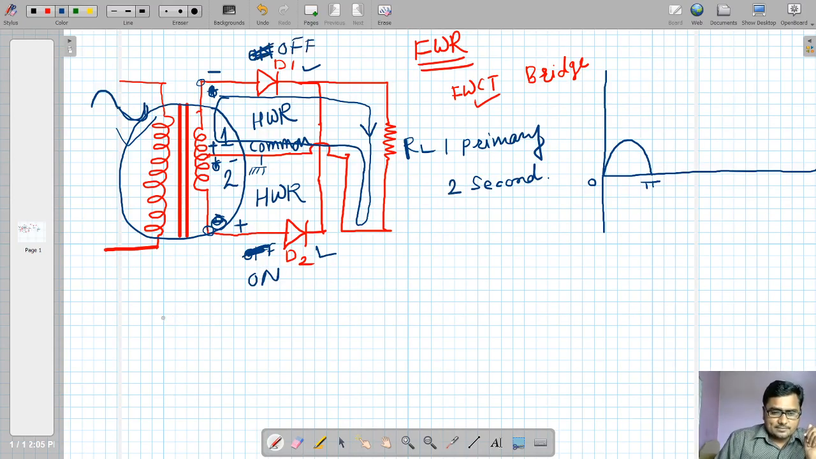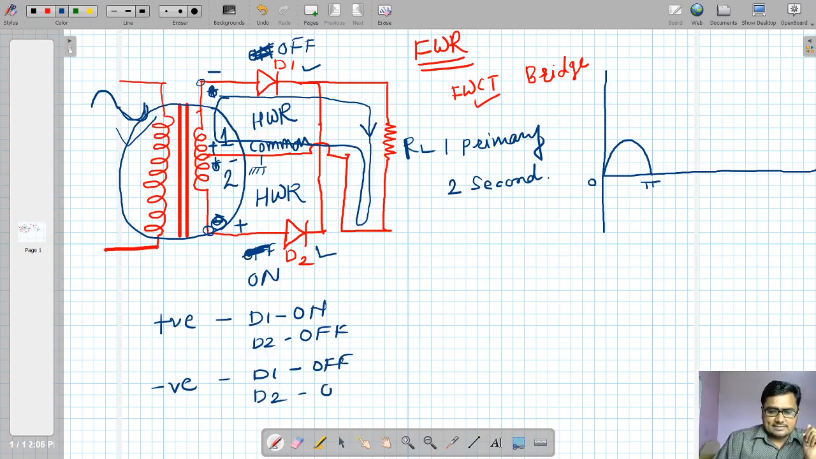Look at this. During the positive half cycle, diode D1 is in the on state and diode D2 is in the off state. During the negative half cycle, what is the scene? The diode D1 is in the off state, whereas diode D2 is in the on state. This is how diodes D1 and D2 work. Then the current will flow.